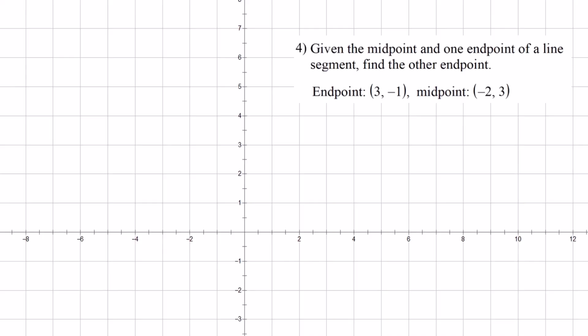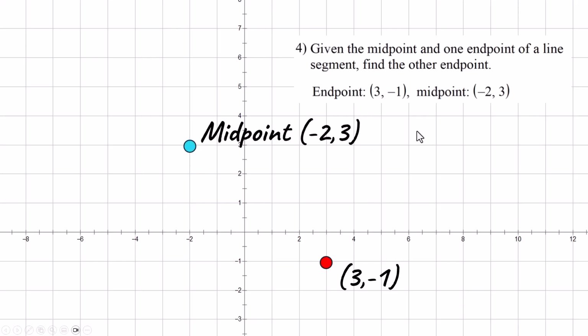Hey, Future Tammy here, and I was editing this video and I thought we need to do this problem again, but put it on graph paper, because not everybody's going to dig the algebra. So watch this. I'm going to graph the endpoint first. There's the 3, negative 1 endpoint. Then I'm going to graph the midpoint, and that is negative 2, 3. Then draw a ray. You want it to start at the endpoint and go through the midpoint.